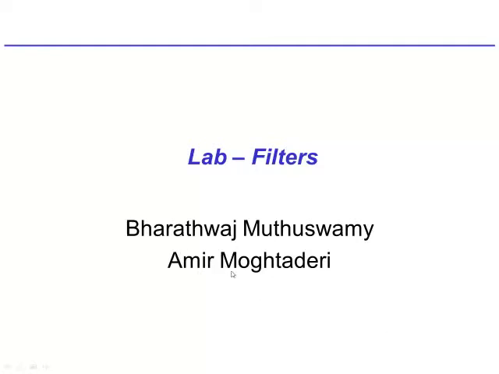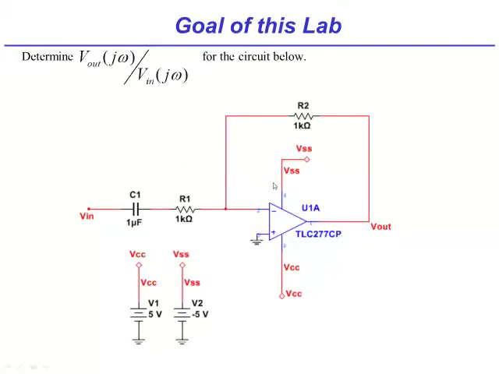And Amir Mukhdari. This lab is on filtering signals based on their frequency. We will analyze the circuit shown here and determine the frequency response of the circuit. Notice how we specified the ratio of V out to V in as a complex function of angular frequency omega. Note also that the units of angular frequency are radians per second.